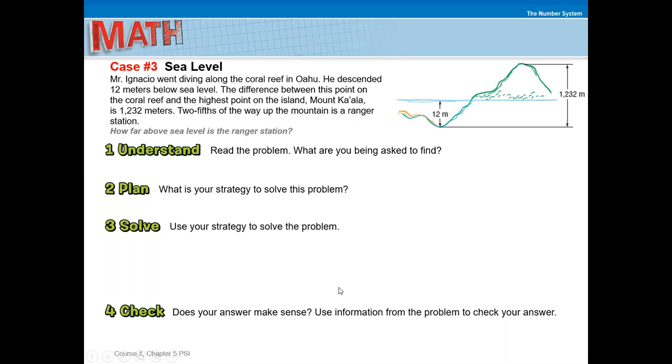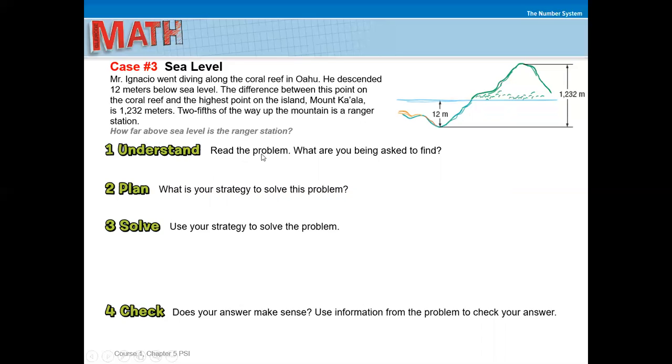Case number 3, sea level. Mr. Ignacio went diving along the coral reef in Oahu. He descended 12 meters below sea level. The difference between this point on the coral reef and the highest point on the island, Mount Ka'ala, is 1,232 meters. 2/5 of the way up the mountain is a ranger station. How far above sea level is the ranger station?